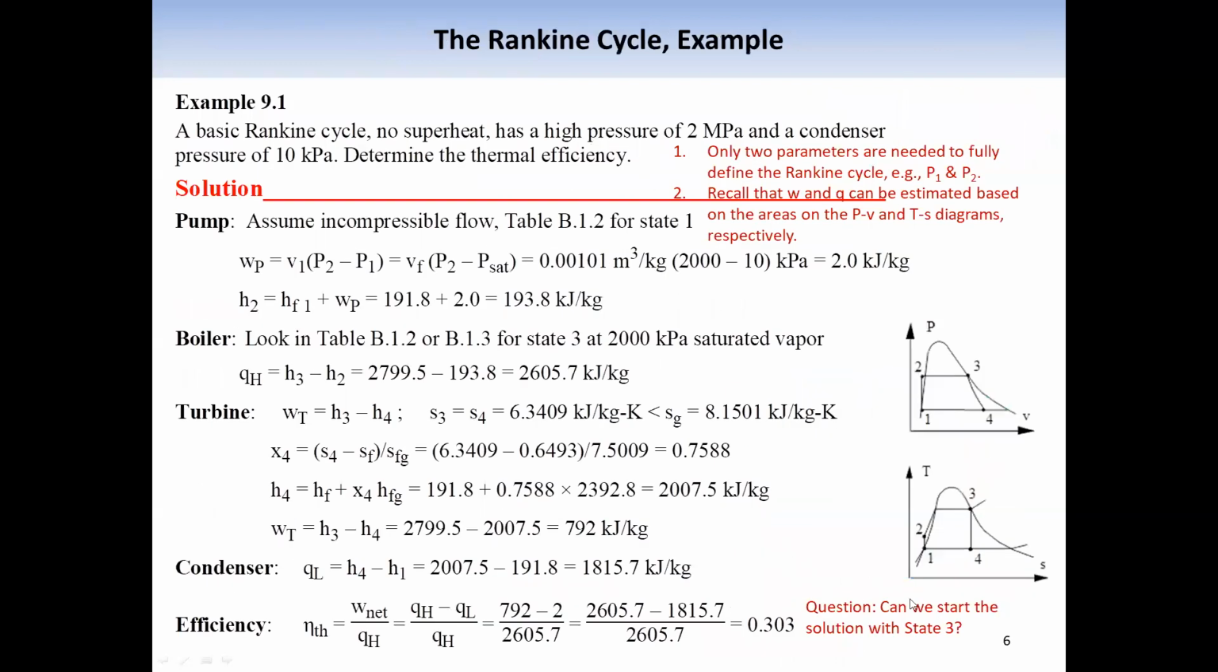Now let's look at a specific example. If we have a basic Rankine cycle, no superheat, and we are given the high pressure of 2 megapascal, that's P2, this is a constant pressure line, 2 megapascal, and a condenser pressure of 10 kilopascal. We are asked to find the thermal efficiency.